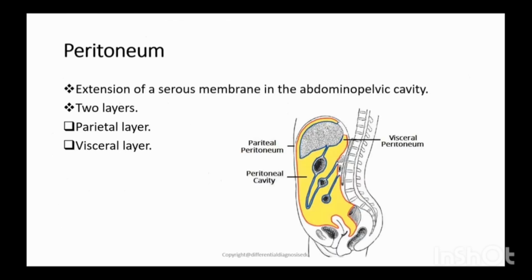Peritoneum, this is for your reading. It has parietal layer and visceral layer. Visceral layer is basically covering viscera, and parietal layer is the outer layer of peritoneum. So there are some images.